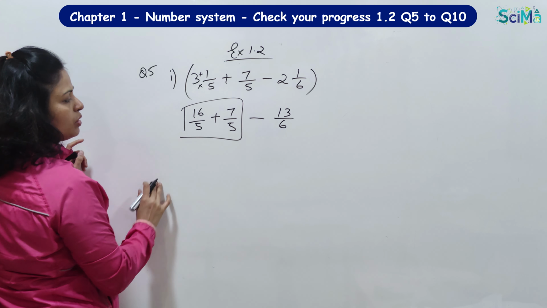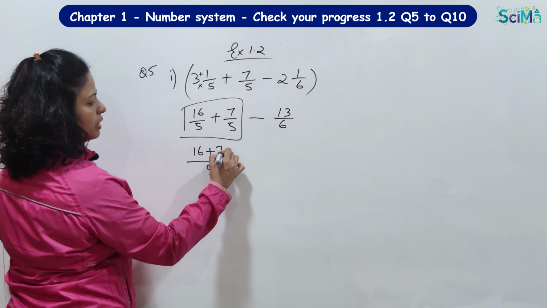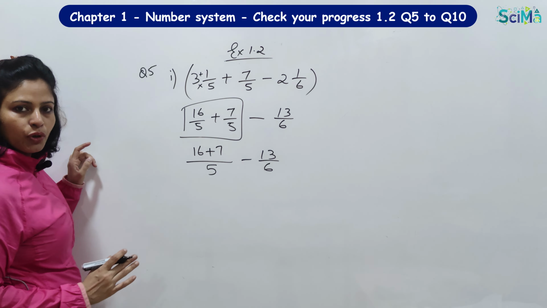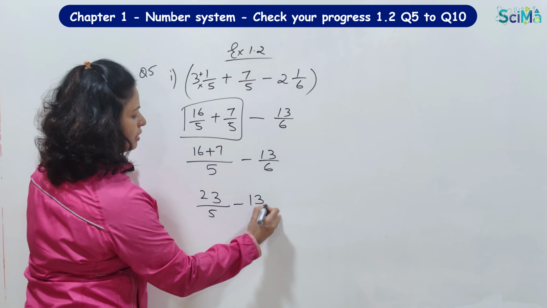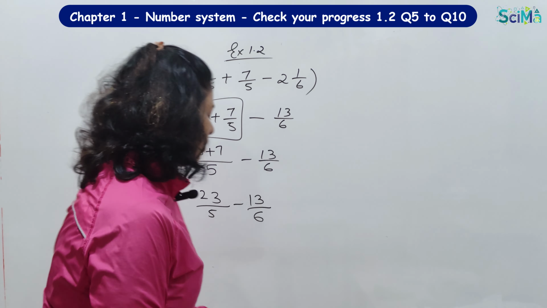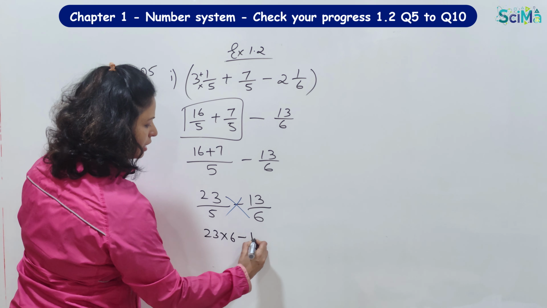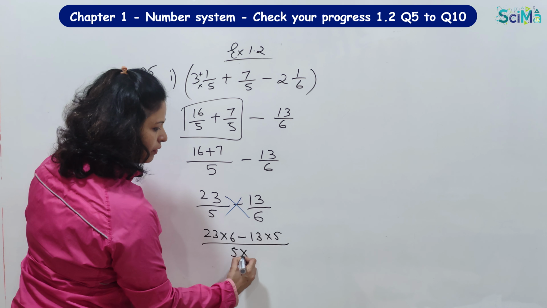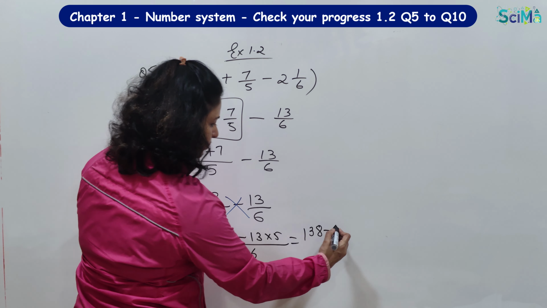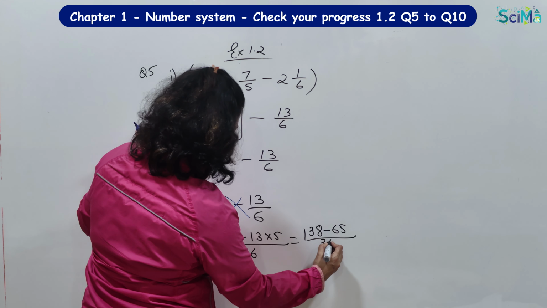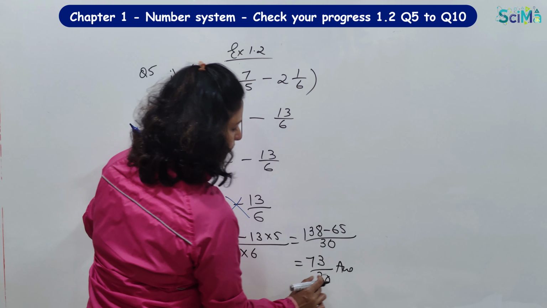So now if you see, this is addition, the denominator is same. So we write the denominator 5 and we add up the numerators. This you keep as it is for now. Now here you get what? 23 by 5 minus 13 by 6. So now here you have to cross multiply because denominators are different. So 23 into 6 minus 13 into 5 by 5 into 6. So what do we get? 138 minus 65 by 30. So you get 73 by 30 as the answer.